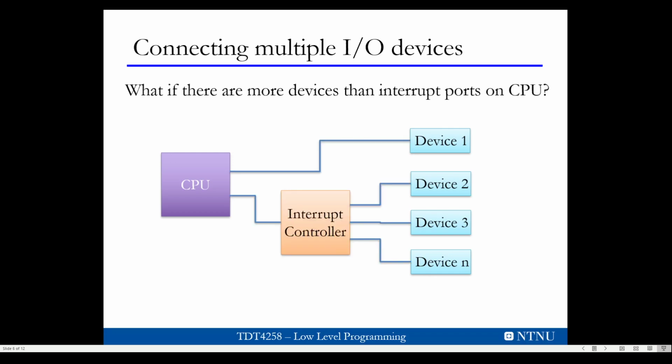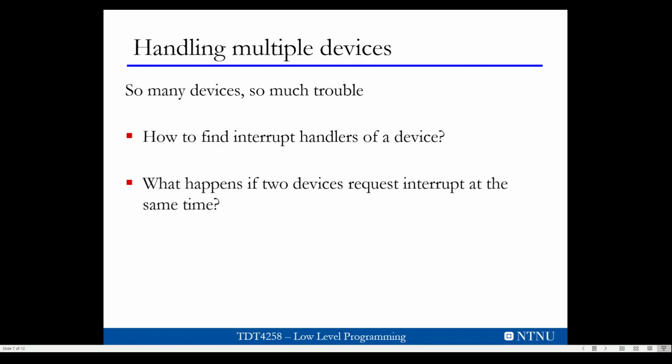An alternate is to use an interrupt controller. An interrupt controller is a device that arbitrates among the connected devices to provide them access to the CPU services. So when we have many devices, we need to answer the following two questions. How does the CPU know where the interrupt handler for a particular device is? And if more than one device is raising the interrupt signal at the same time, which one should the CPU process first?